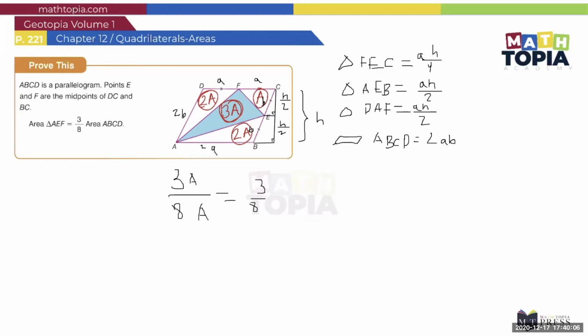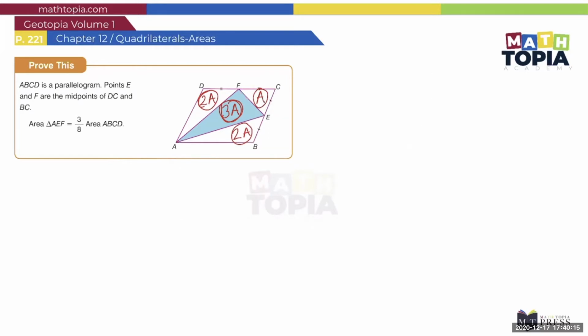That was very clear and concise. Nice explanation. Thank you. That was the end of the page 221 proof.